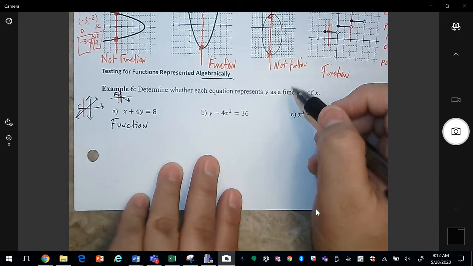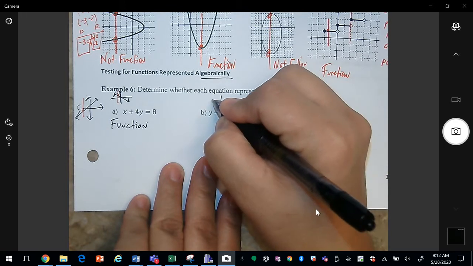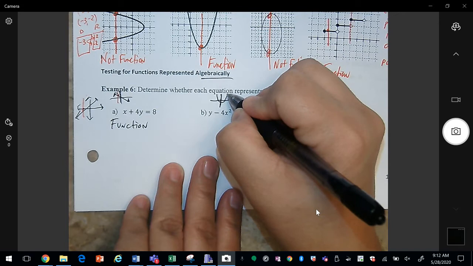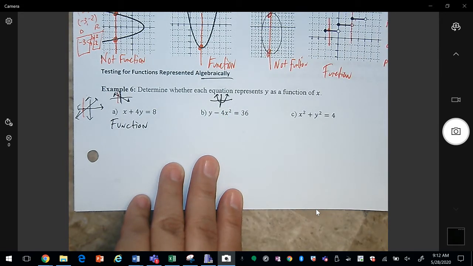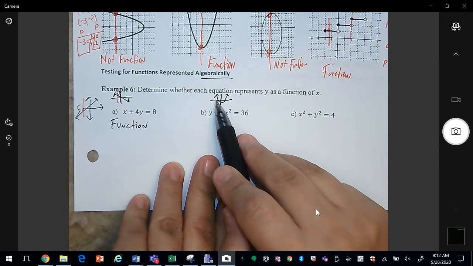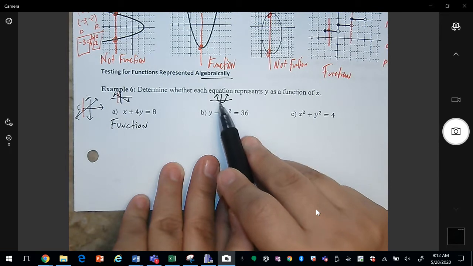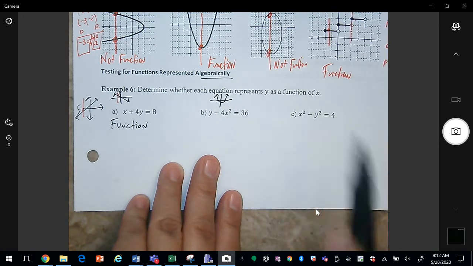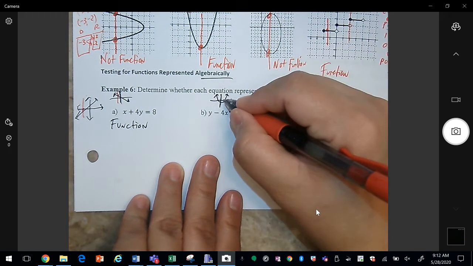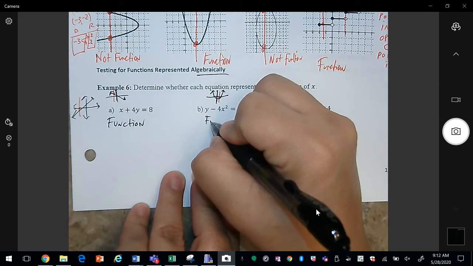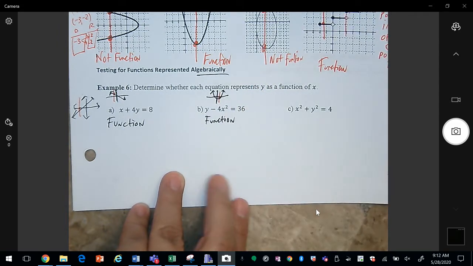Letter B, the graph for this is going to be a parabola, so it's going to have the following shape. And you'll learn that in the next few sections coming up. So if the highest power is 2 for x, it's always going to look like a U shape that is opening up, or it could open down as well. So regardless if it opens up or down, you can see that it's going to pass that vertical line test. So we say that's going to be a function.